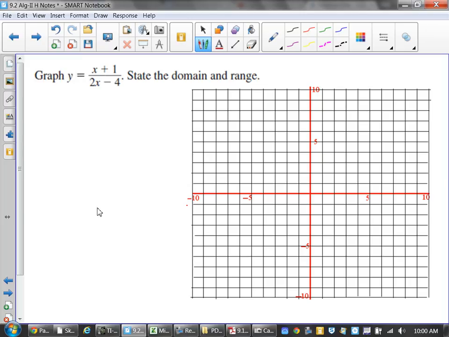Which one was it? So let's do this one. We'll come back to worry about domain and range here in a second. Probably won't worry about that till next week. So let's do the graph of a new one.